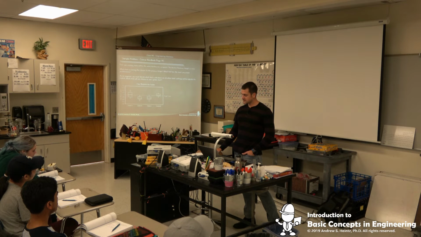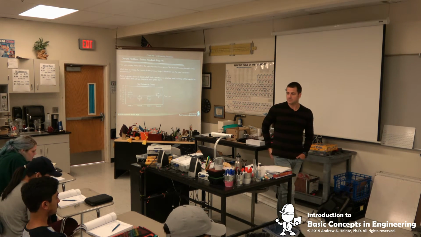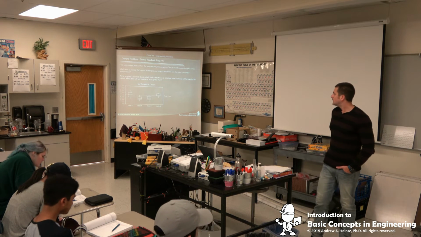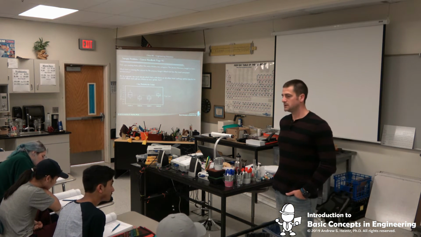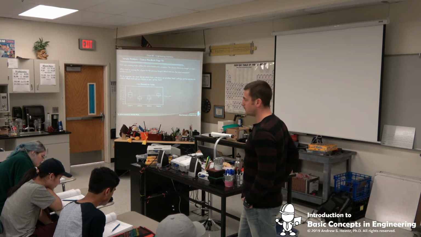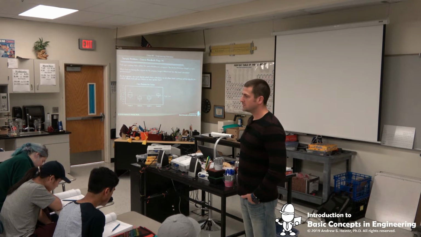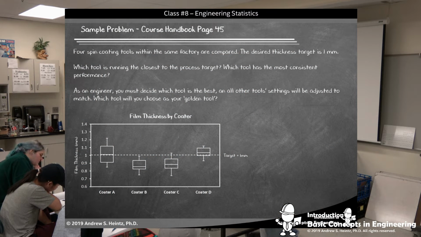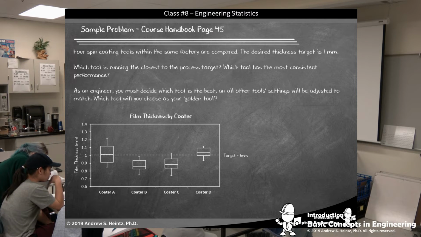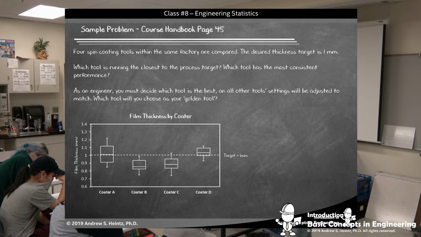So if you guys could go, please, to page 45 in your book. You guys are now engineers at Intel, working in the lithography group. 4 spin coating tools within the same factory are compared. The desired thickness target is 1 millimeter, which is drawn in on your graph. The question is, which tool is running the closest to process target, and which tool has the most consistent performance?